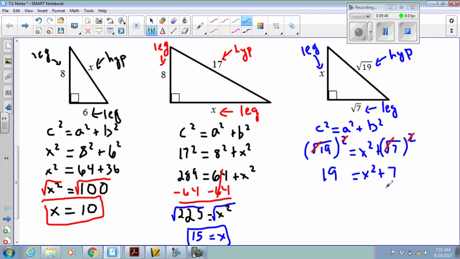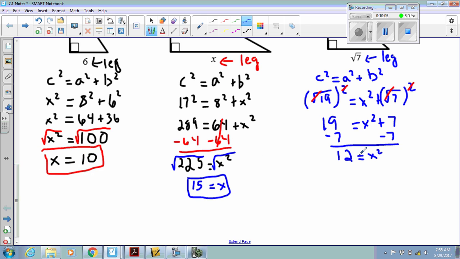So now what we do is we want to subtract 7 from both sides because remember we're trying to get that x squared all by itself. So we're solving for x. So I subtract 7. So on this side, on my right hand side, I'm left with x squared. Now I do 19 minus 7, and that should give me 12.